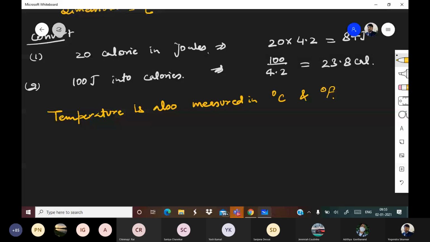Okay. Now, let me give you the formula for conversion from one system of measurement of temperature to another. So the formula is K minus 273.